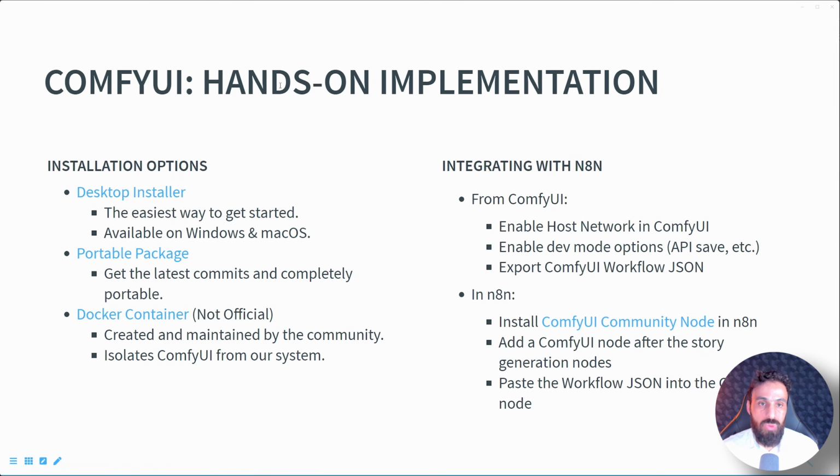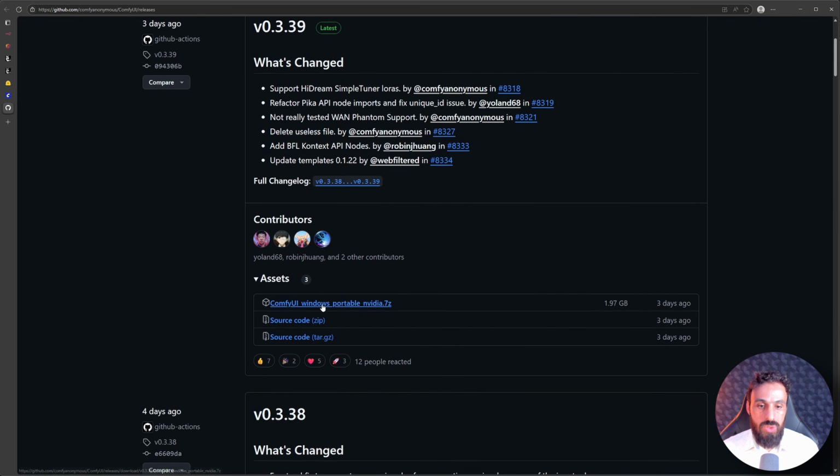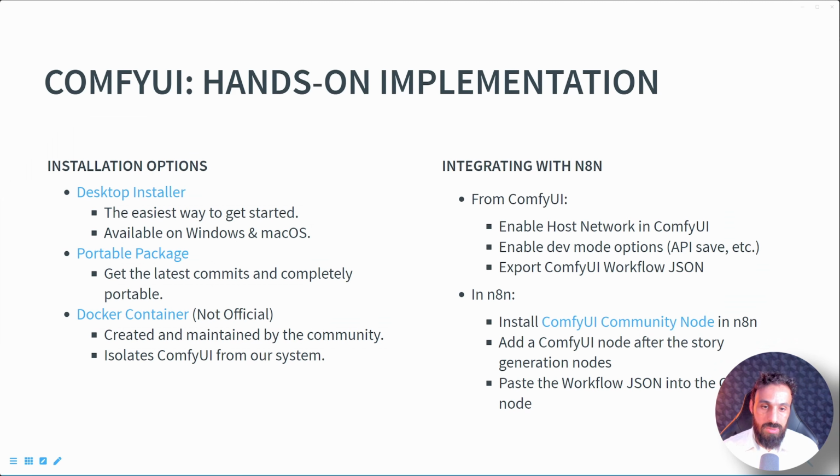The second option, which is ComfyUI, we have multiple installation options, either using the desktop installer, which is the easiest way to get started. We can also install it as a portable package, which gets the latest commits faster than the desktop version. All we need to do is to download this package and extract it in any directory we want. And it has everything needed for ComfyUI, including Python and everything else.